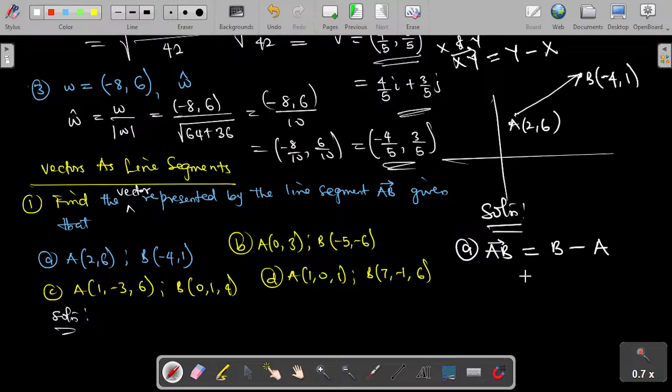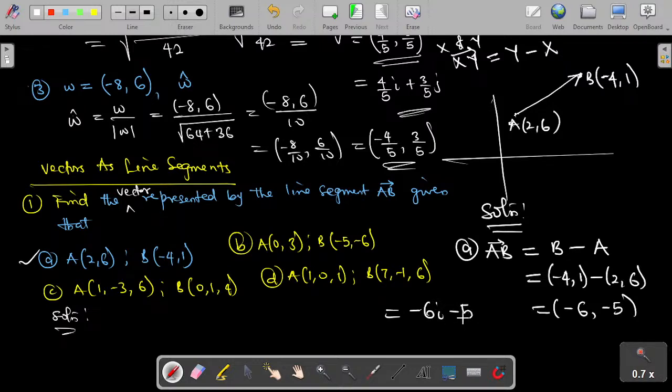So our AB in number A is going to be (-4, 1) minus (2, 6). And that is going to give us minus 4 minus 2 will be minus 6, 1 minus 6 will be minus 5. Therefore, the vector we are looking for is equal to minus 6i minus 5j. And that is your solution.